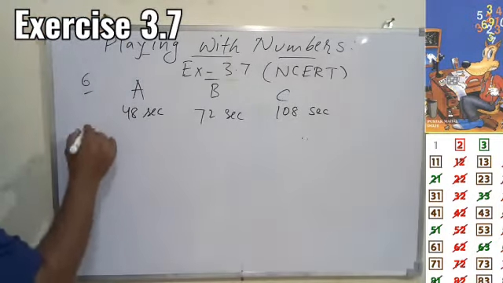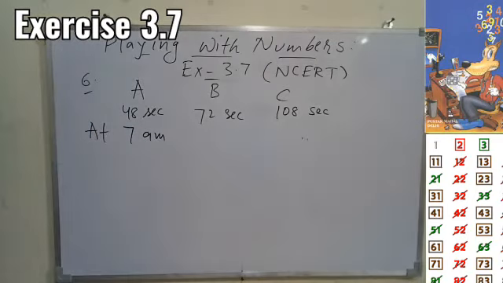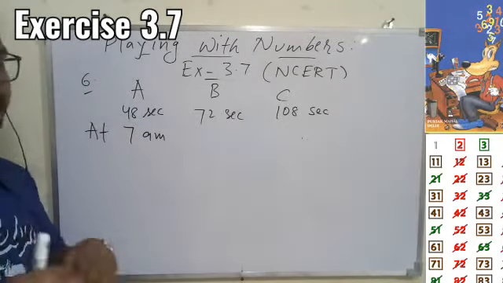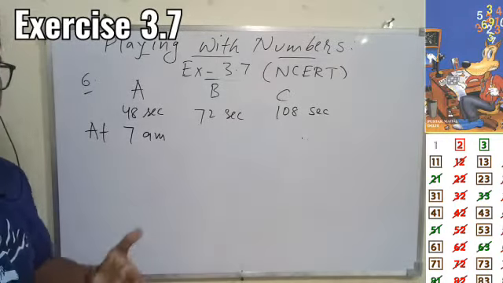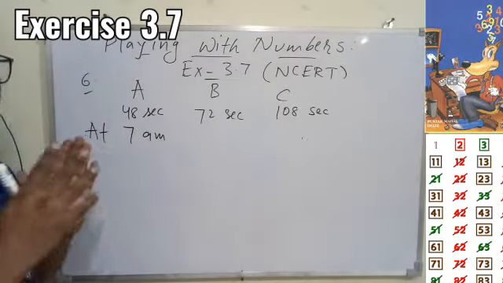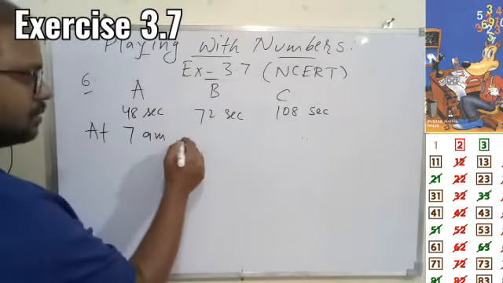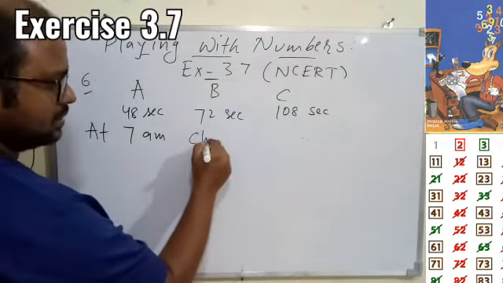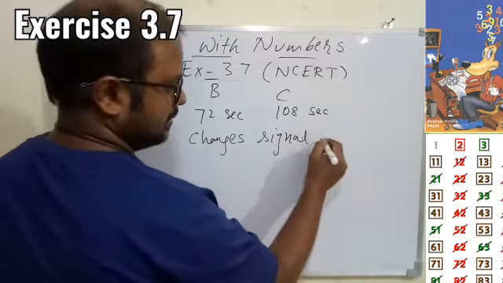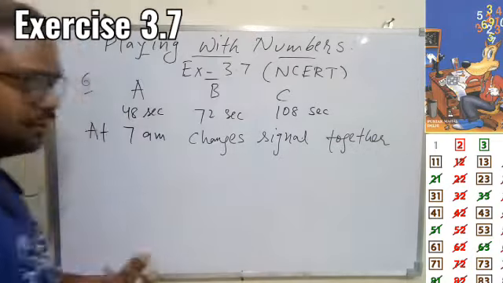Now it says that at 7 a.m. all the three traffic lights change their signal together at the same time. That is, A, B and C all change from red to green at the particular time 7 a.m. This is given to us.